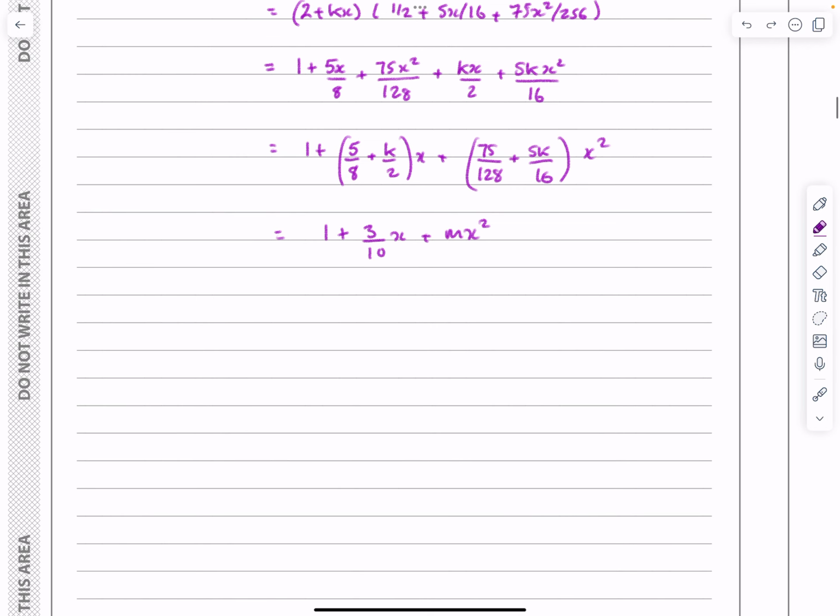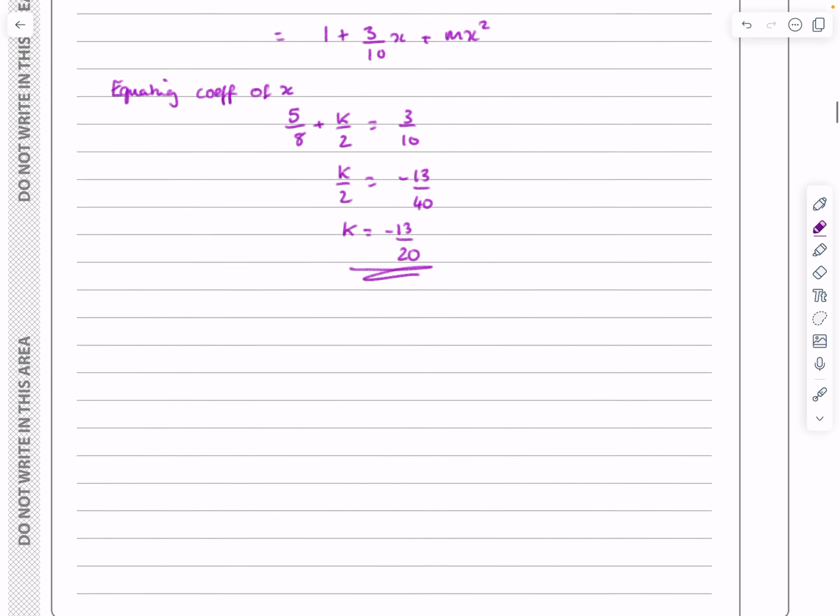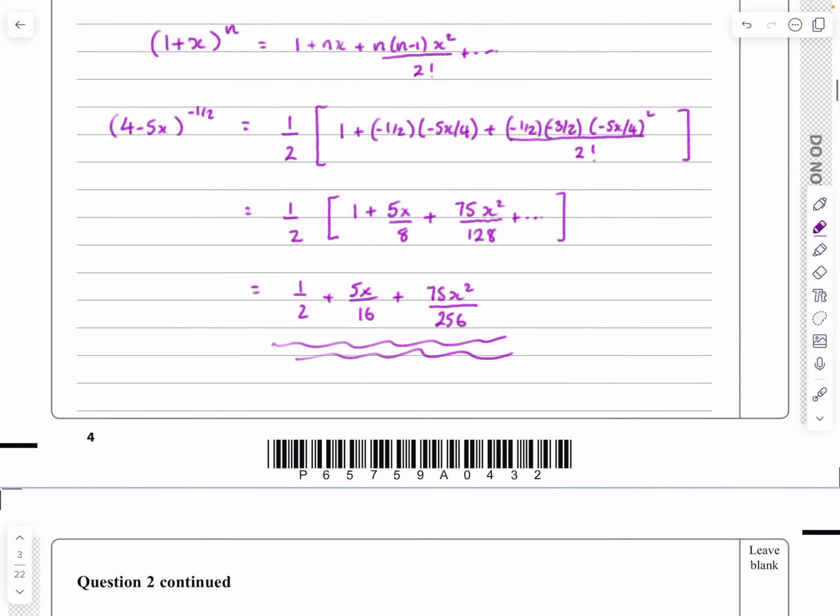So just to make it clear to the examiner what I'm doing, equating the coefficient of x, I get that 5 over 8 plus k over 2 is the same as 3/10. So if that's true, then k over 2 is equal to 3/10 minus 5 over 8. That works out to be minus 13 over 40, which means that k works out to be minus 13 over 20. Not a very nice answer, I must admit. I'd be a bit worried if I got that as my answer, but I have checked it is correct.